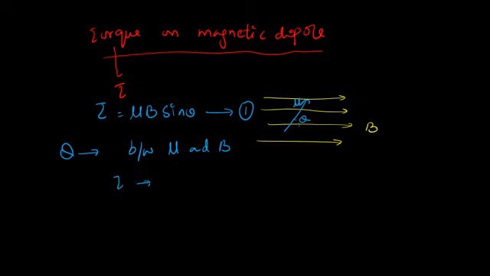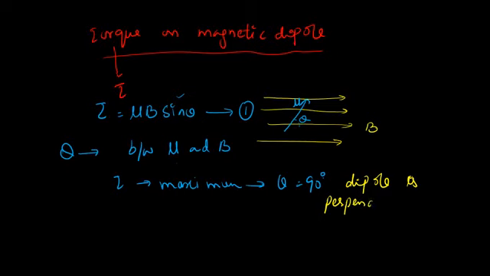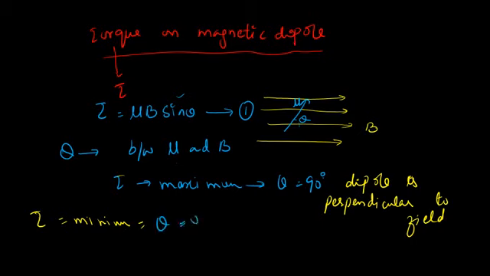Tau will be maximum when theta is equal to 90 degrees, as sine 90 is equal to 1. So the torque is maximum when theta is 90 degrees, that is, when the magnetic dipole is perpendicular to the field. Tau has its minimum value when theta is equal to 0, that is, when the dipole aligns parallel to the magnetic field B.